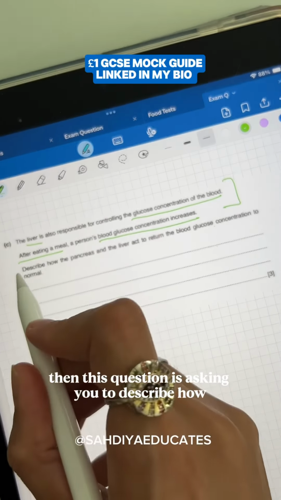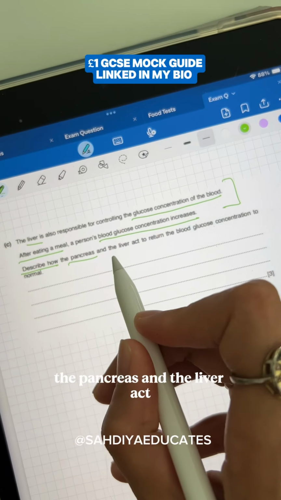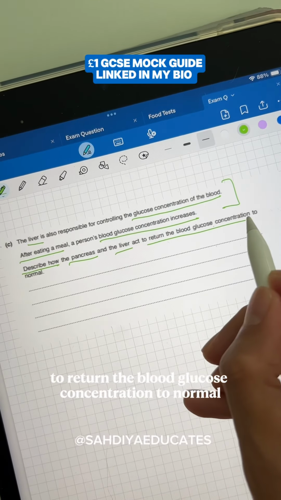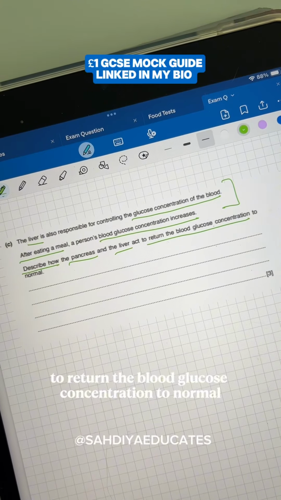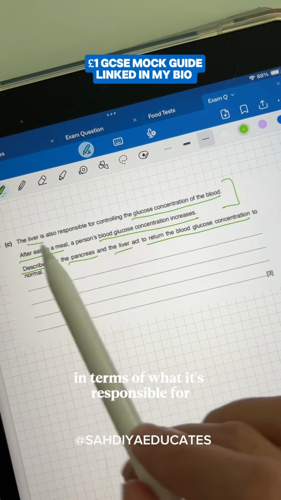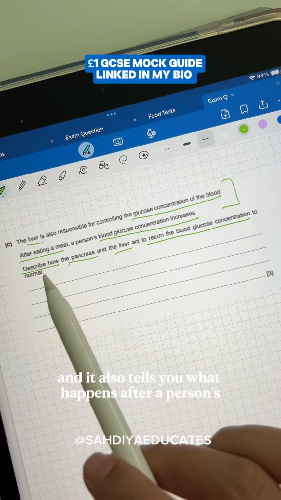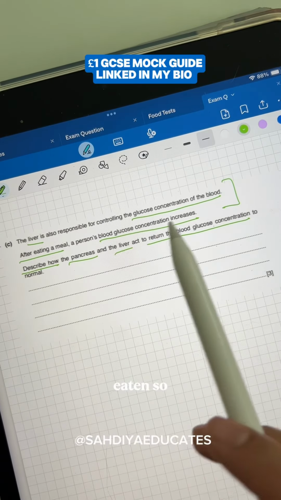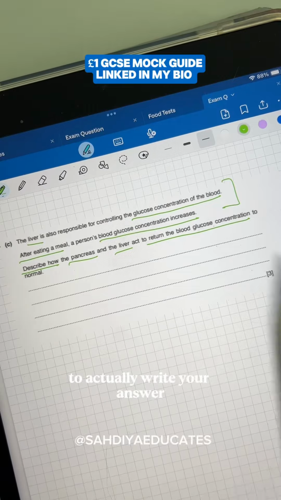Then this question is asking you to describe how the pancreas and the liver act to return the blood glucose concentration to normal. So it's given you information there. It's told you about the liver and what the liver does in terms of what it's responsible for, and it also tells you what happens after a person's eaten. So link that information together to actually write your answer.